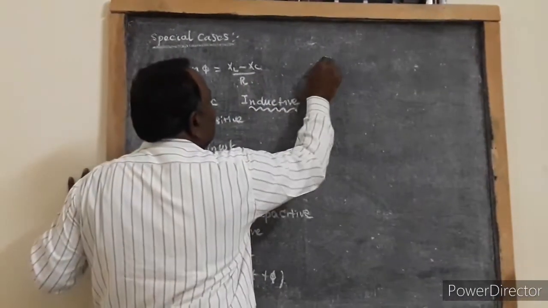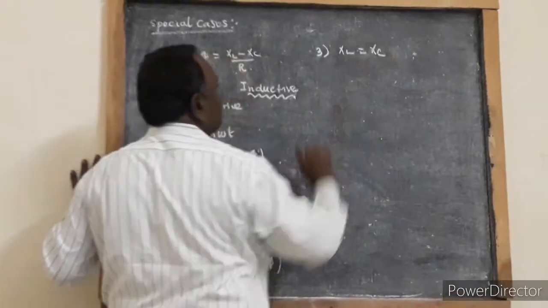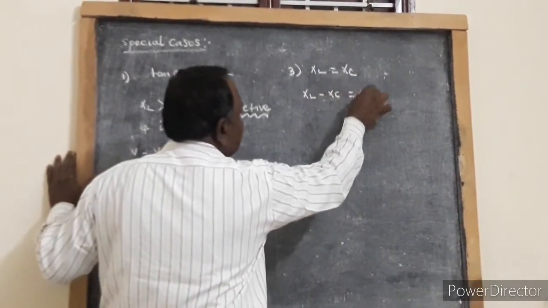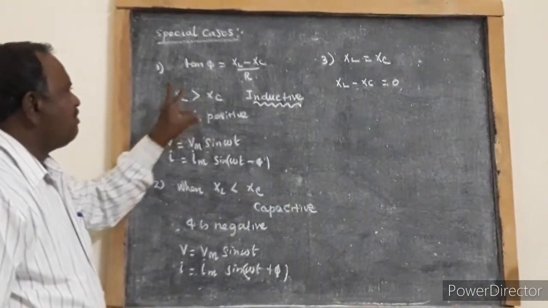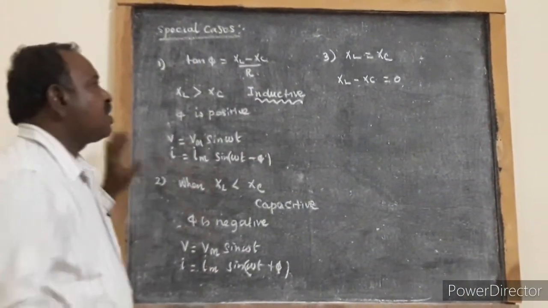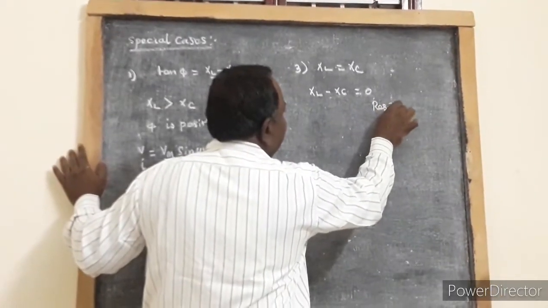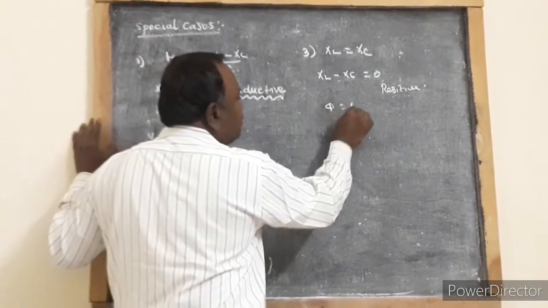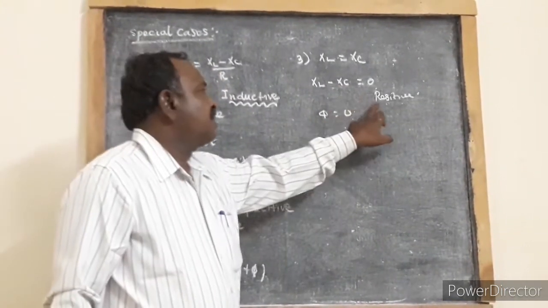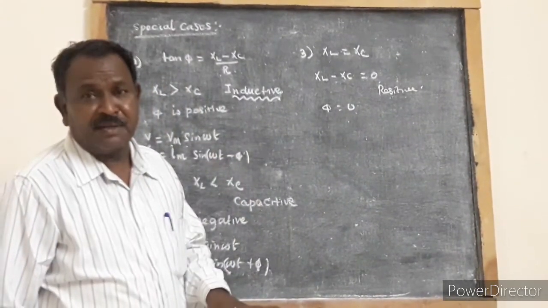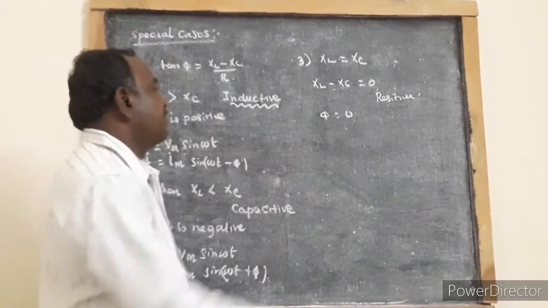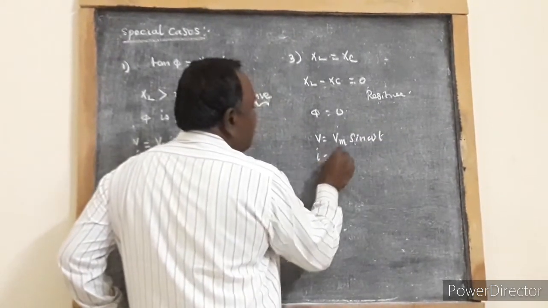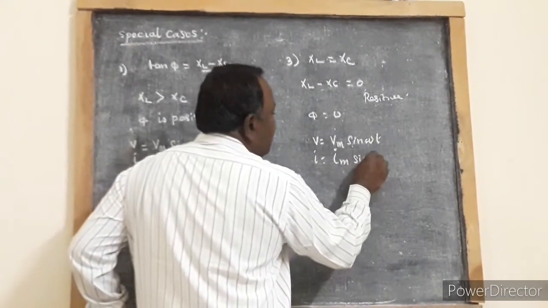Third case, when XL is equal to XC, XL minus XC becomes 0. Then the circuit is resistive, so phi is equal to 0. Phase difference is 0, which means the circuit is resistive. If the circuit is resistive, the current and voltage are in phase with each other. The corresponding voltage is given by V is equal to Vm sin omega t, and the current is given by I is equal to Im sin omega t.